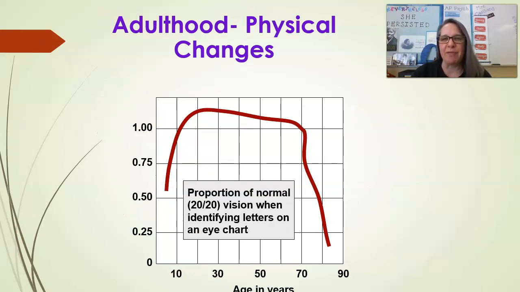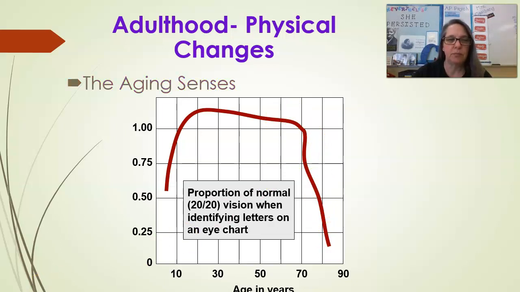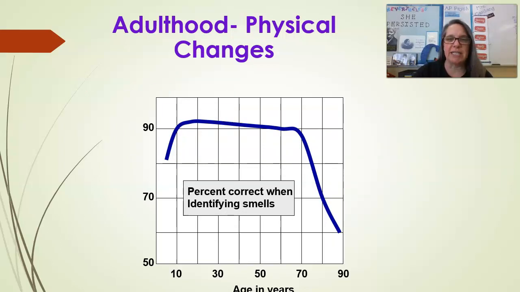We're going to take a look at some graphs on physical changes in adulthood. And a lot of this we've talked about already. So this graph is showing vision. When we did the sensation and perception unit, we talked about how your vision decreases over the course of your lifetime. So right around age 70 is where we see a really significant drop off in vision. All right, this one is smell. So again, right before 70 is where we start to see the significant drop off in our ability to smell.